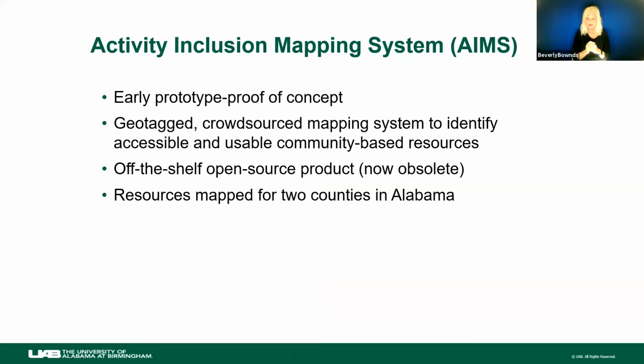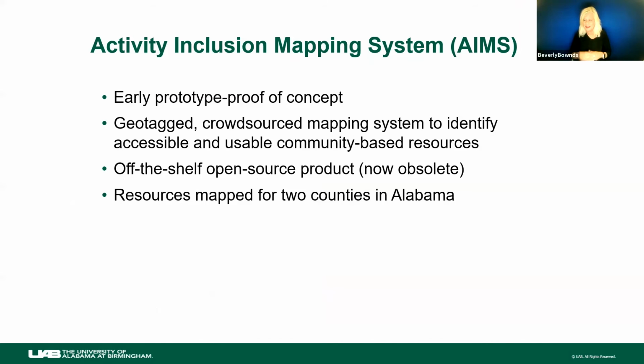You all heard from Allison about the importance of a directory, especially for people with disability, about accessible community places where they can work out. So in the previous cycle of RECTech, we developed an early prototype, which is a proof of concept. This was a geotagged crowdsourcing mapping system to identify accessible and usable community-based resources. Since it was a proof of concept, we used an off-the-shelf open source product. It was called Ushahidi, which is now obsolete.